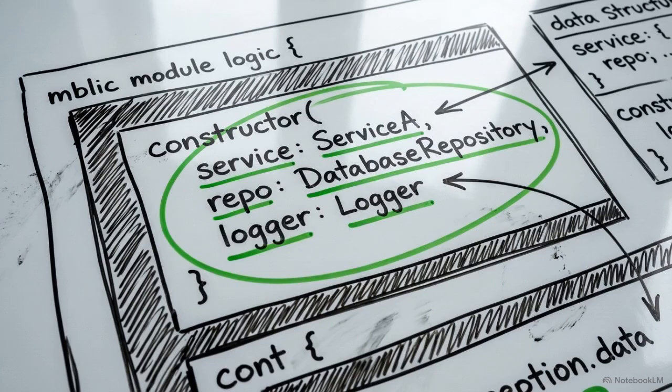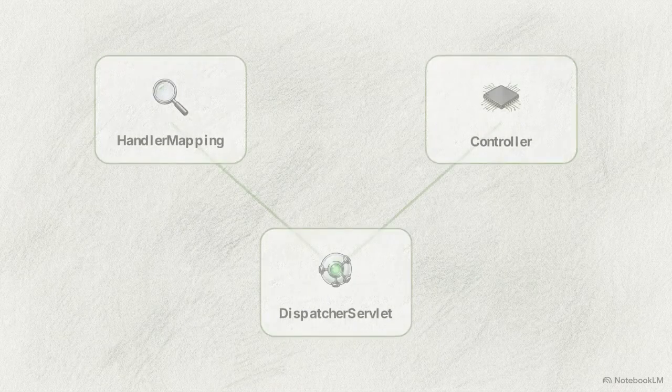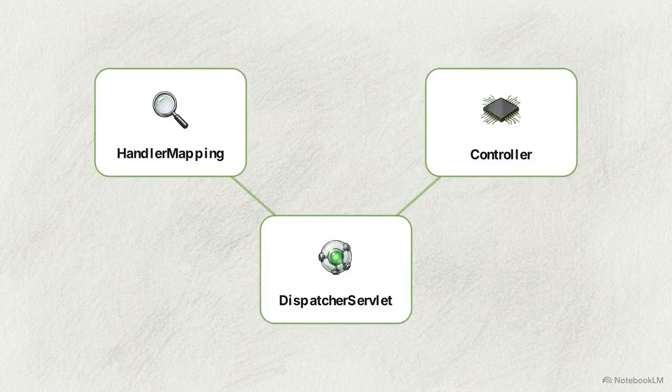Next, they will ask why you prefer constructor injection over field injection. Constructor injection ensures required dependencies are provided exactly when created. By declaring those fields with the final keyword, you make the dependencies immutable and guarantee the object is always initialized in a valid state.